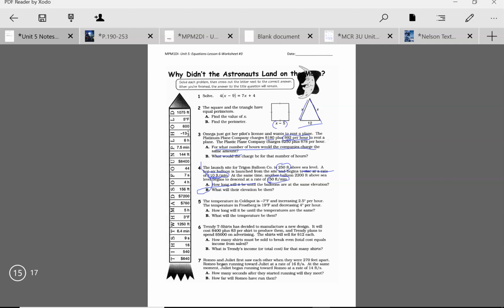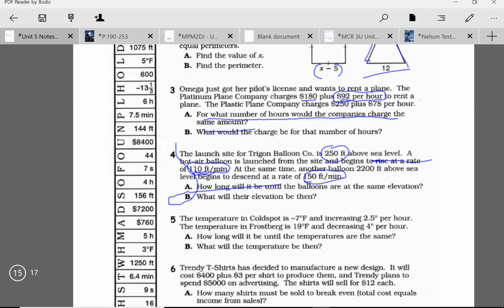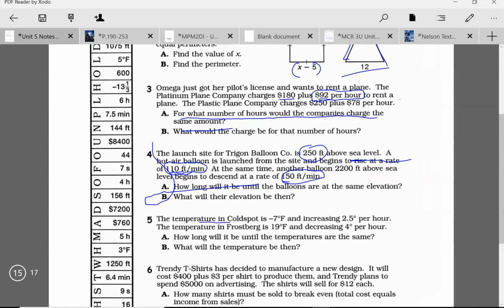Okay. This is almost a very similar kind of question, right? Temperature is -7, increasing at 2.5 degrees per hour. So the per hour means you're going to multiply this by hours. And this is another temperature at 19, decreasing at 4 degrees per hour. Again, 4 times some hours. So how long will it be?